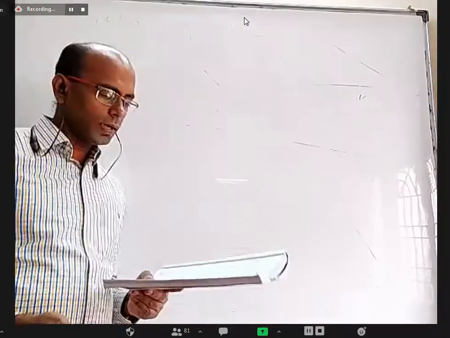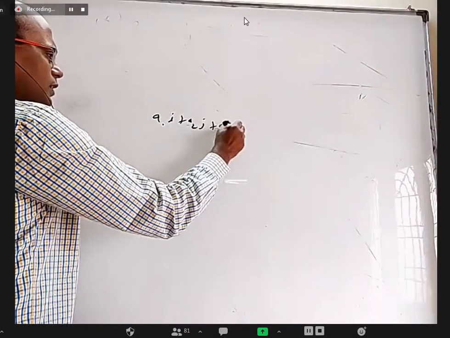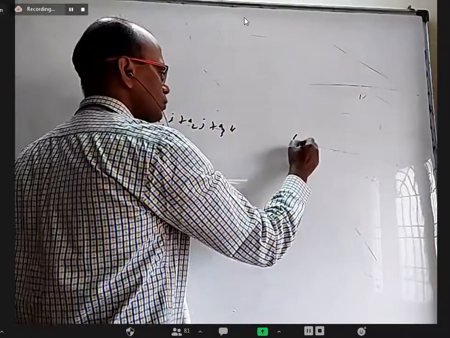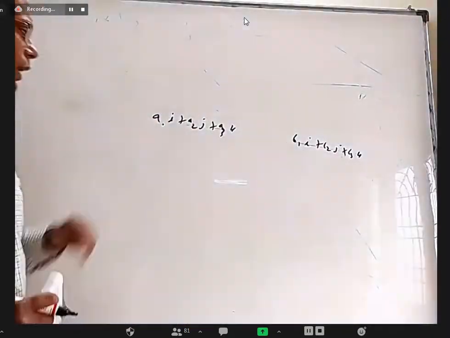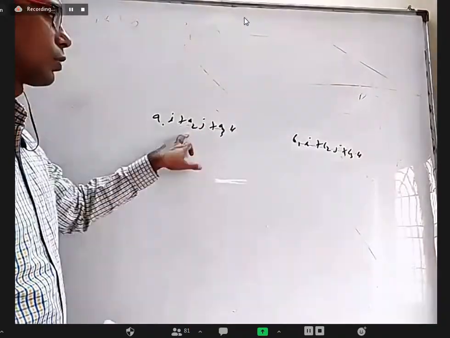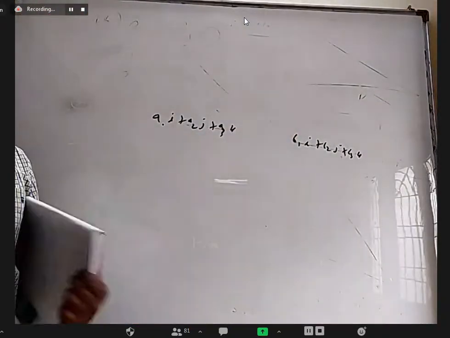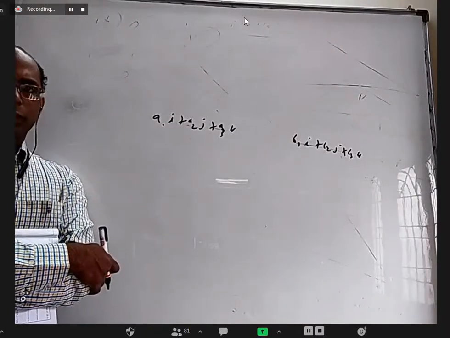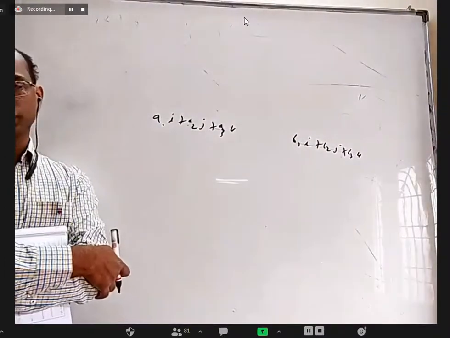What is the second point? A1i plus A2j plus A3k, if this vector is parallel to B1i plus B2j plus B3k. If these two vectors are parallel, I can say A1 by B1 equal to A2 by B2 equal to A3 by B3. Anybody want to tell the proof of this? If they're parallel, why should the ratios A1 by B1, A2 by B2, A3 by B3 be equal?